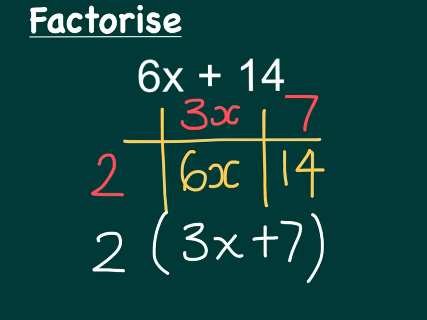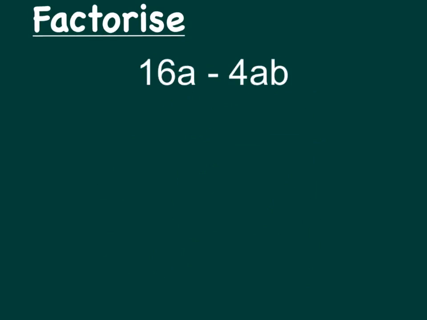We can check this works by multiplying out the brackets again in the grid. So let's double check. 2 lots of 3x are 6x and 2 lots of 7 are 14, and that's exactly what the question was. So we have factorised it correctly. The answer is 2 brackets 3x add 7.